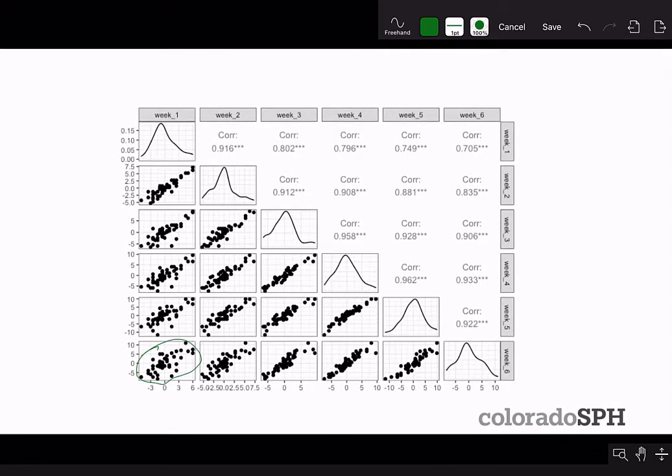This is going to be a symmetric matrix, so the point for week 1 versus week 2 would be the same up here.